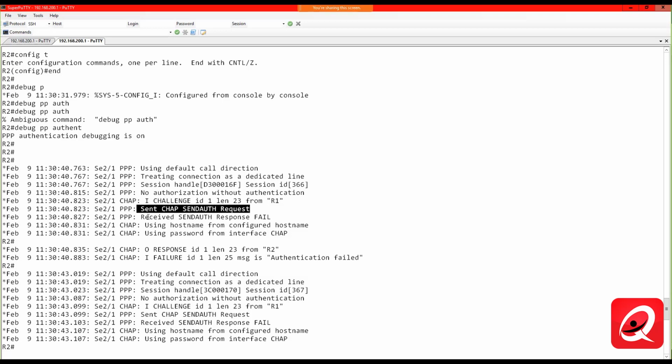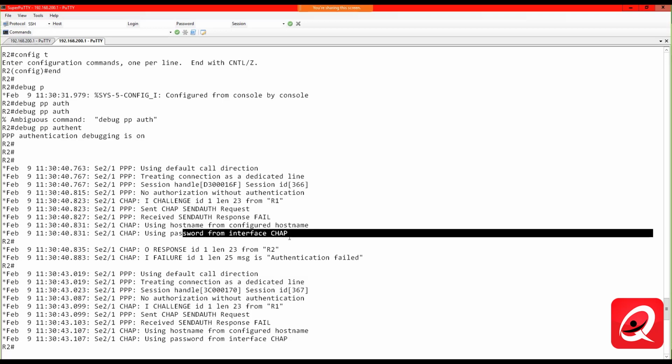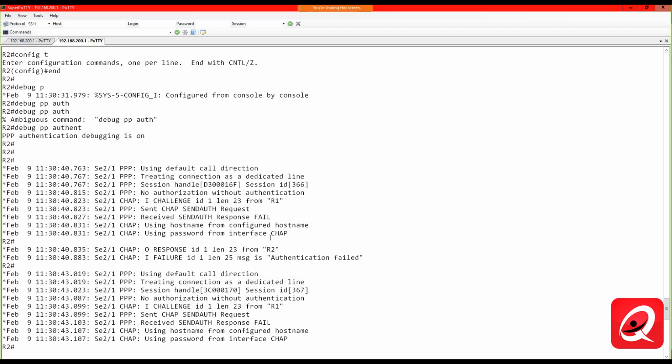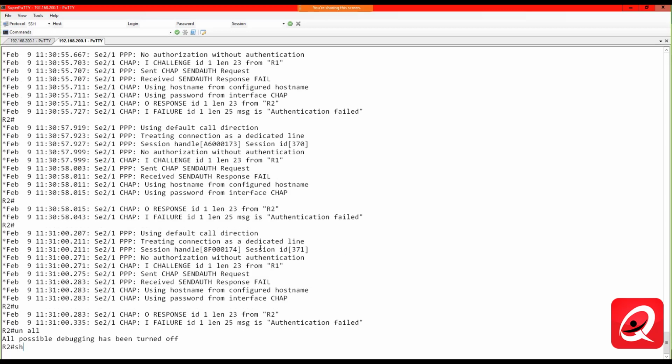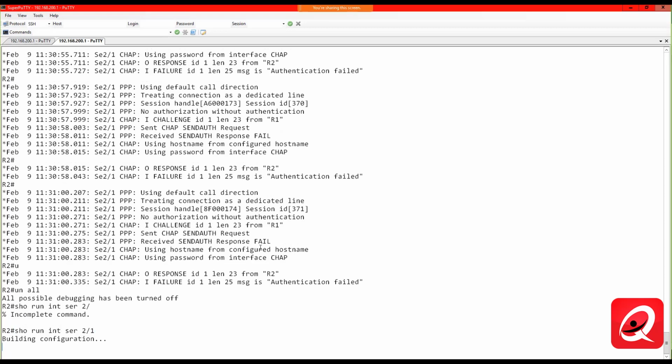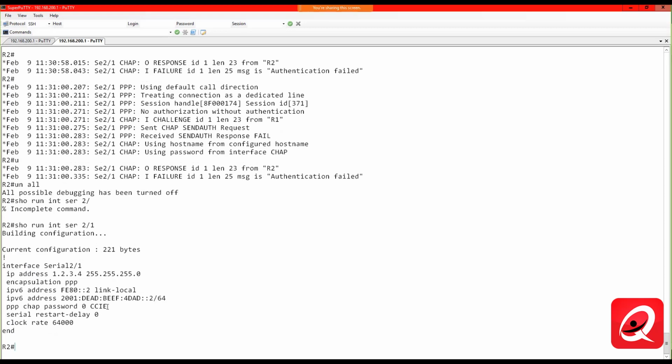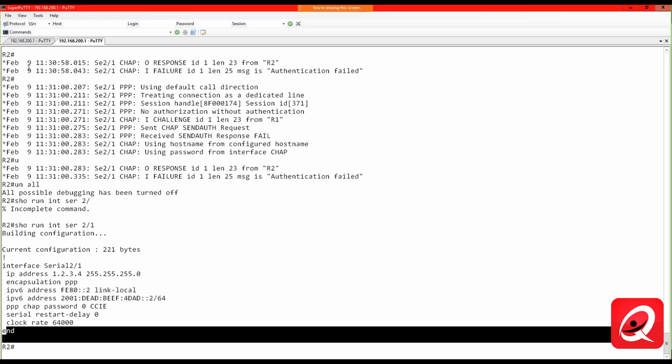Sent authentication request, received a sent authentication failed, using hostname from the configured hostname, using the password from the interface CHAP. So it's kind of strange that it's failing, because I am using the hostname and the password that's configured on the interface. If I do a quick show run interface serial 21, I can see that the PPP CHAP password is CCIE. That's the unencrypted version, and the hostname is R2.